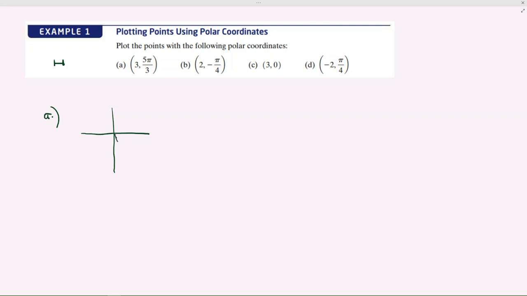It's pi over 3 more than this, so it's going to be somewhere like that. And then I need to mark off 3 units from the pole, and that puts us right about here. So this is 3 units from the pole at the angle 5 pi over 3.